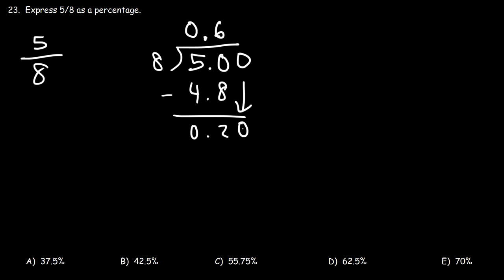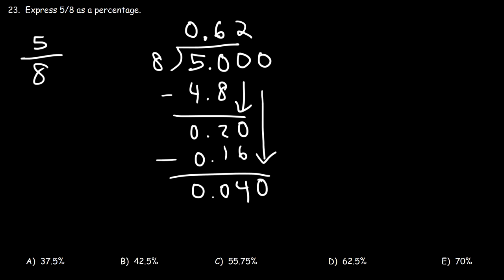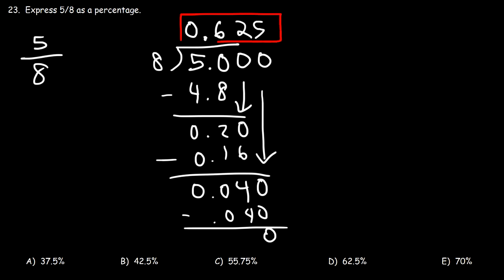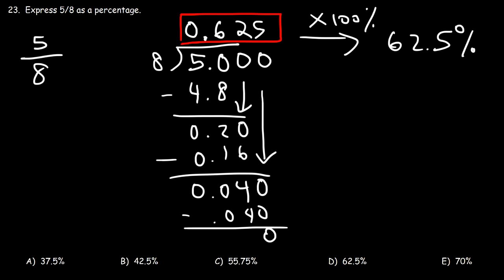Now if we bring the 0 down, we're going to treat it as if it's 20. 8 goes into 20 2 times. 8 times 2 is 16, and 20 minus 16 is 4. So now if we add another 0, 8 goes into 40 5 times. 8 times 5 is 40. So we're going to get a remainder of 0. Therefore, 5/8 is 0.625 as a decimal. Now to convert that to a percentage, multiply it by 100%, and this will give us 62.5%. And that's the answer. Answer choice D.